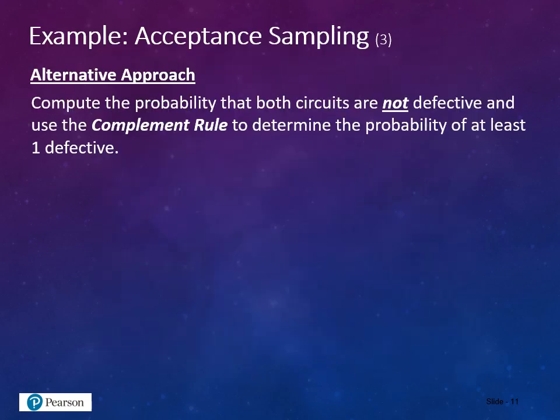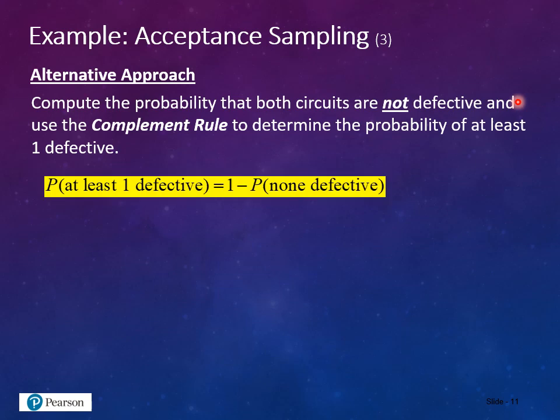Now, we can do this problem in a different way. We can compute the probability that both circuits are not defective. Notice in that tree diagram, we had 4 options: good, good, good, defective, defective, good, and defective, defective. There was only one option where they were both good. So if we calculated the probability that both circuits are not defective, or both circuits were good, we could then use the complement rule to determine the probability of at least one defective. Well, the probability of at least one defective would be 1 minus the probability that none are defective.